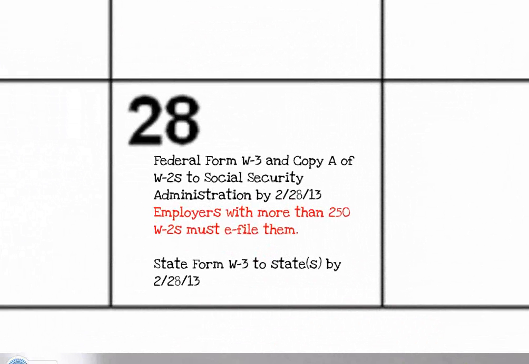The Social Security Administration should receive Form W-3 and the copy A of the employee's W-2. It's important to note that employers with more than 250 W-2s are required to e-file. So less than 250, not so, but more than 250, you need to be e-filing them. And any state Form W-3 should also be to the appropriate state office by the state.